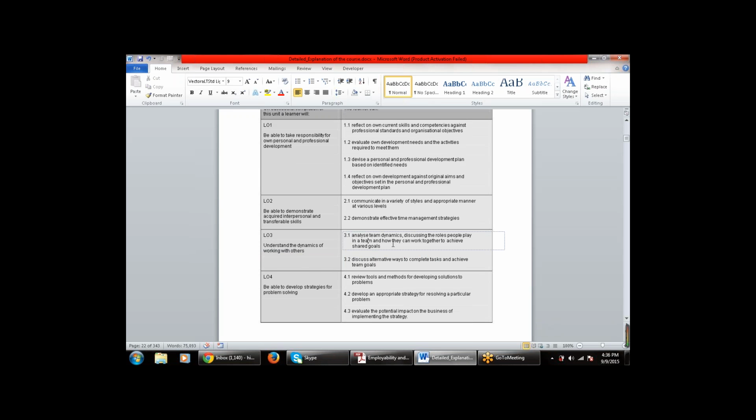Then discuss the roles that people play in a team. For example, different roles are assigned to different people in a team: you are doing production, you are doing sales, so different roles are available in a team, and how they can work together and communicate with each other to achieve the shared goal.